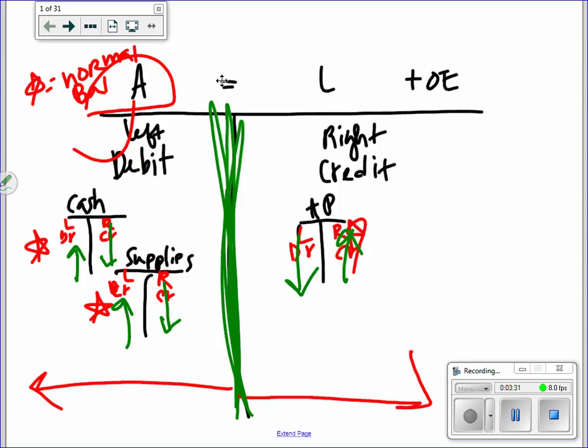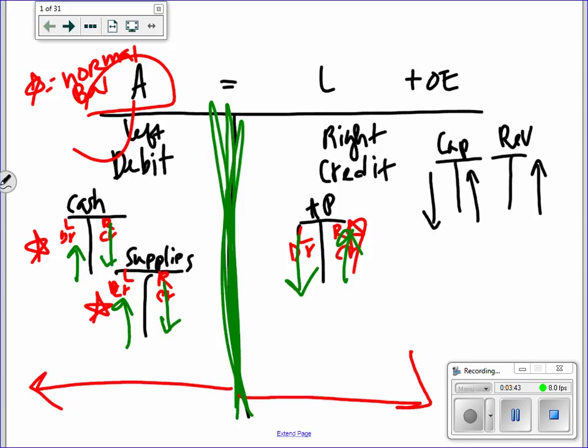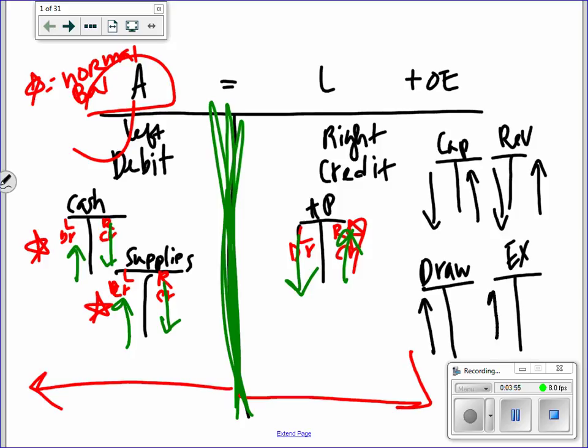Now, I could keep going. There's a couple normal accounts here. Capital and revenue behave like they should. We have two naughty accounts, which are what? Drawing and expenses. They actually increase on the debit side, because if we would put them on the credit side, that's making owner's equity go up. Well, when the owner takes money out of the business with the drawing, that would not make owner's equity go up. So they're naughty. They're not following the left and right rules.